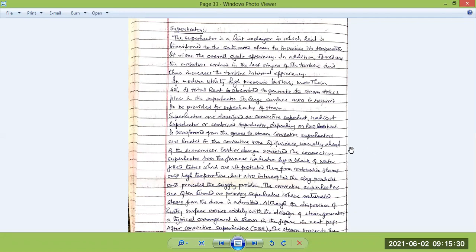Now, in earlier designs, the convective superheater was screened from the furnace radiation by a bank of water-filled tubes, which not only protected it from combustion flames and high temperature, but also intercepted the slag particles and prevented the sagging problem. So in earlier designs, we generally, in order to keep the heat away from the superheaters, used a number of tubes.